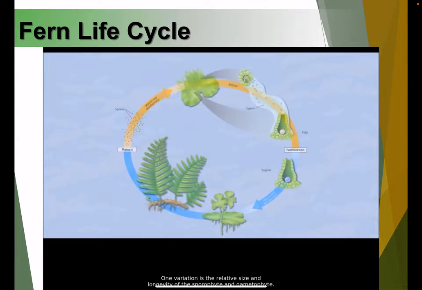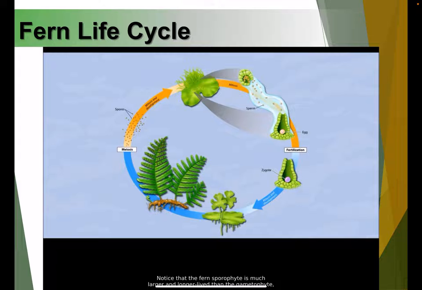One variation is the relative size and longevity of the sporophyte and gametophyte. Notice that the fern sporophyte is much larger and longer lived than the gametophyte, which is about the size of the nail on your little finger. Another variation is whether the sporophyte and gametophyte live independently of each other. This is the case in ferns.